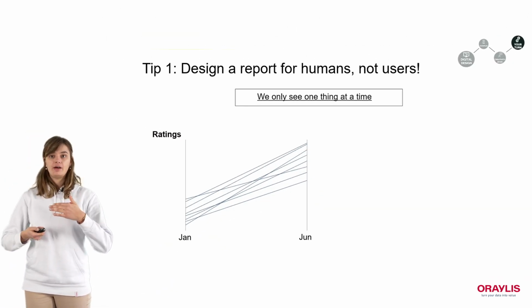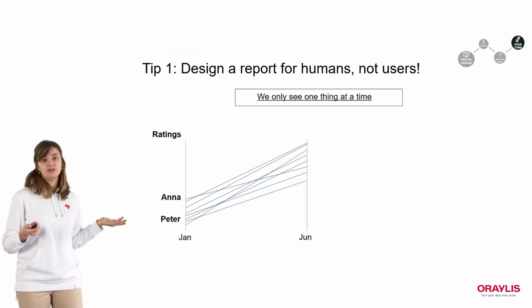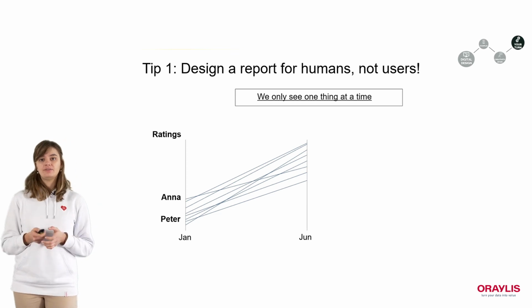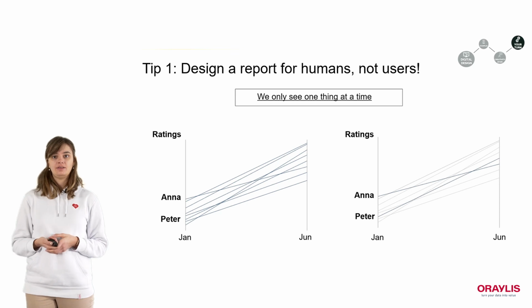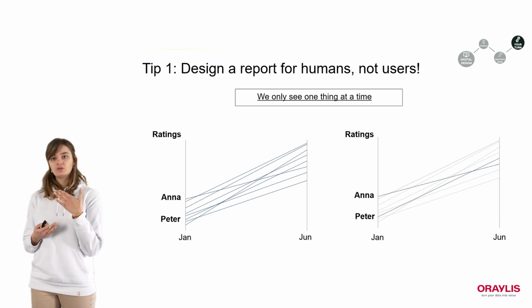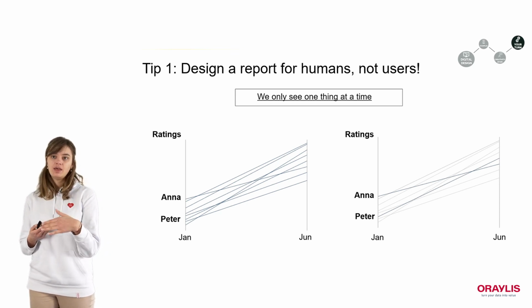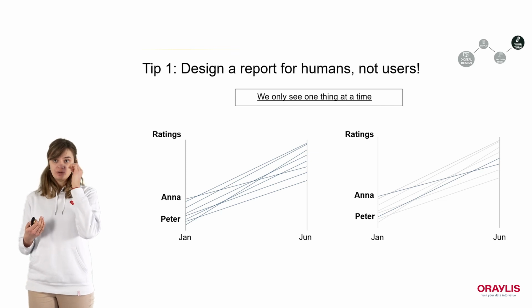But what if we just want to analyze the rating of Anna and Peter? It gets very difficult to recognize their lines. But after I highlight their lines and move the others to the background with a lighter gray tone, it's much easier to process this information.